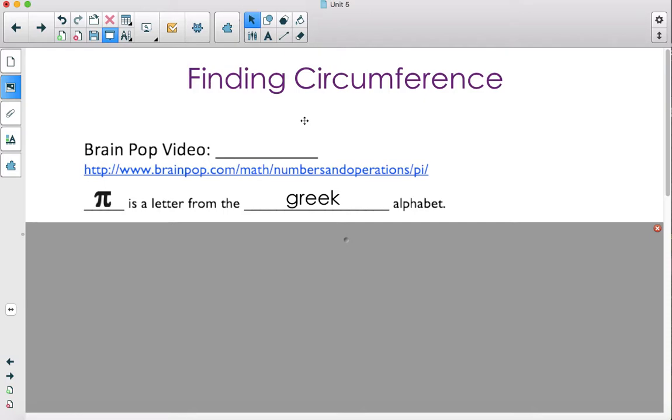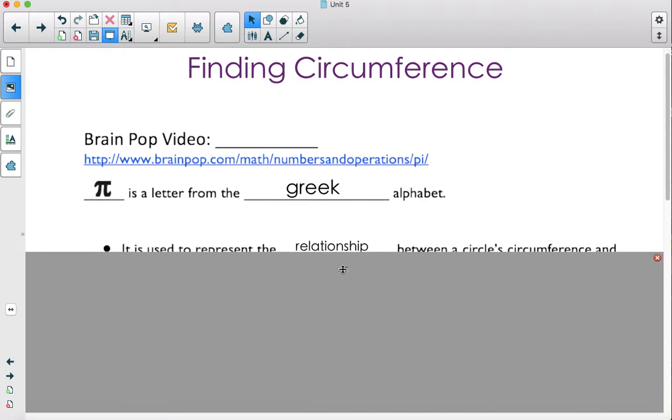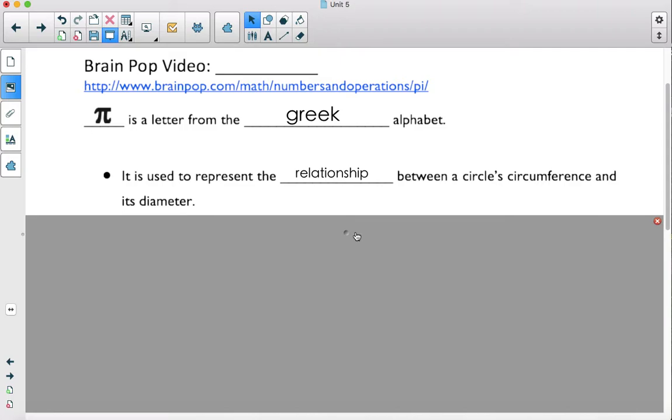So in this first section, pi is a letter from the Greek alphabet. So just a little bit of history. It actually is considered a letter, but we really just know it as a letter to represent a number. So it's kind of like a variable. Next, the pi letter is actually used to represent the relationship between a circle's circumference and diameter. So if I know one of the two, if I know circumference, then I can find the diameter of a circle, or if I know the diameter, I'm going to be able to find the circumference.